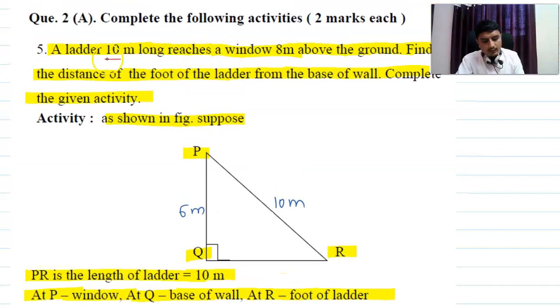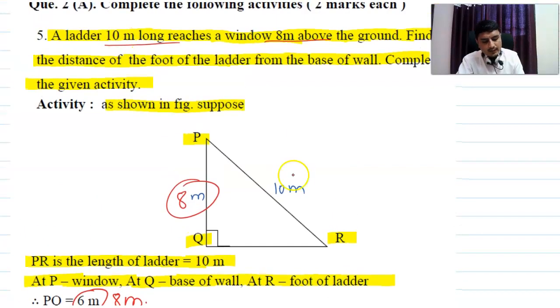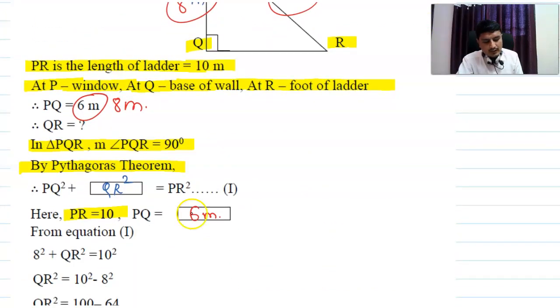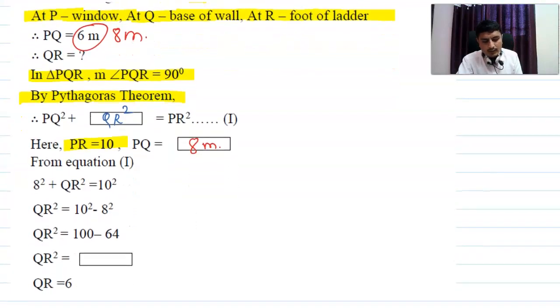Actually here we have a 10 meter long ladder that reaches a window 8 meter above. So here the height of the window from the ground is given as 8 meter. Keep in mind, that means the value of PQ is 8 meter and the length of the ladder is given as 10 meter. So it is correct, the PR value is 10, and we are getting 8 meter as the value of PQ. So now it will be correct.